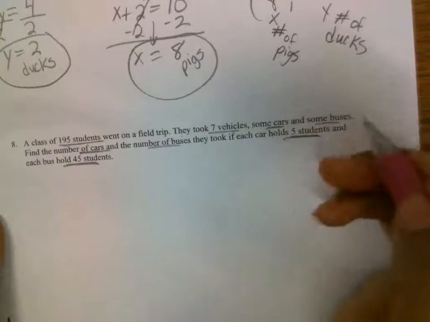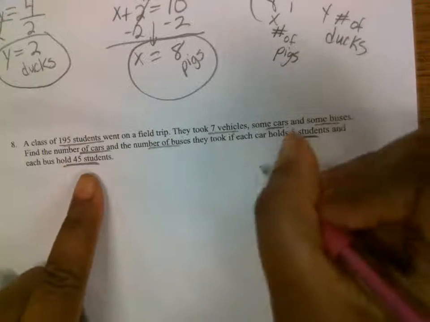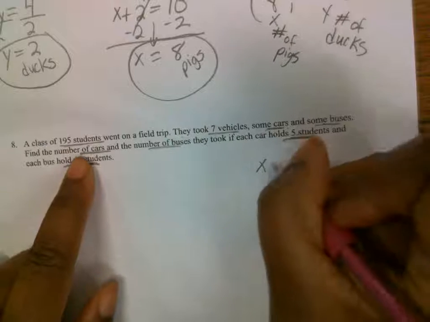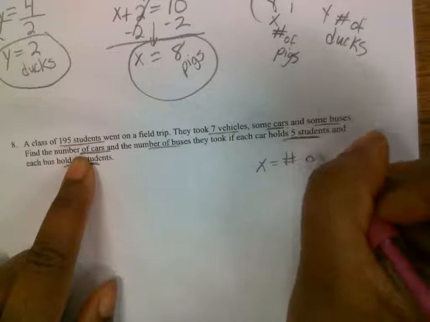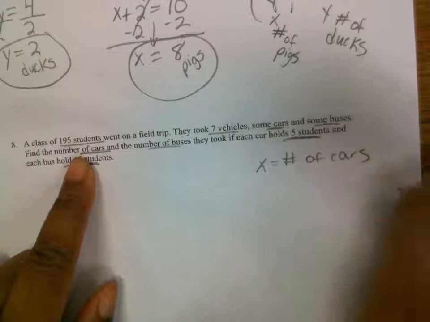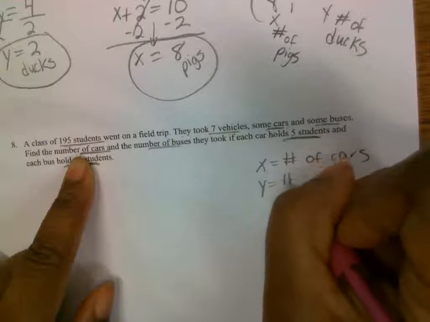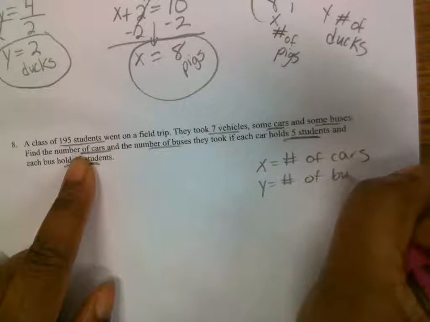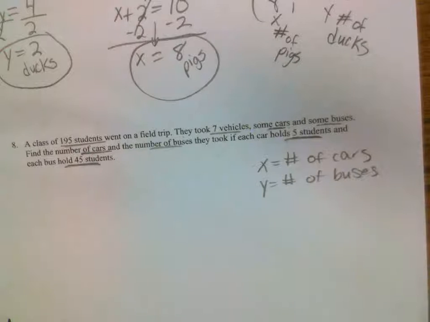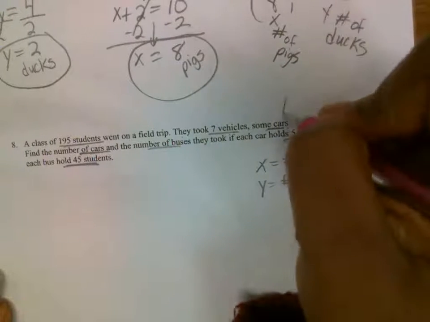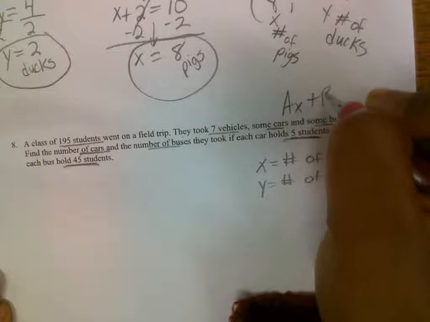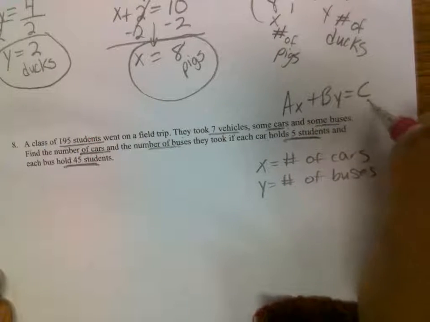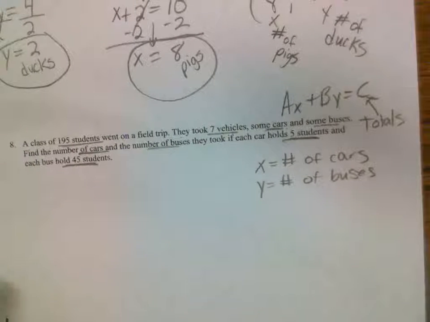Think about it though. Here, the two unknowns are going to be the number of cars. I don't know that. That's my unknown. And the number of buses. Now, already, they didn't give me a rate of change. They didn't give me a starting amount. So I know I'm going to be writing the equation in standard form. Where C is going to be my totals. So that's how I know right there.